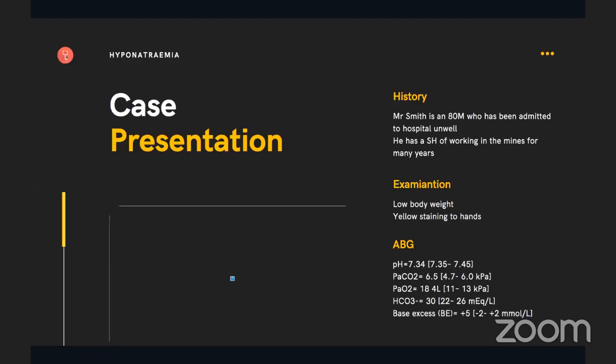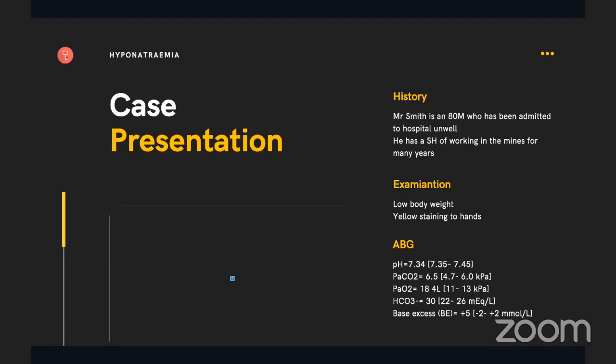So his PaO2 is 18, and that's on 4 liters. So on 4 liters, you would normally get an ideal oxygen saturation of 36%. So 36 take away the 10 would be 26. So it might be that this gentleman is undersaturated a little bit, but he might be a gentleman who's sat a little bit lower because he is a CO2 retainer.